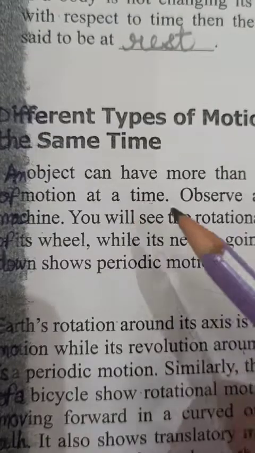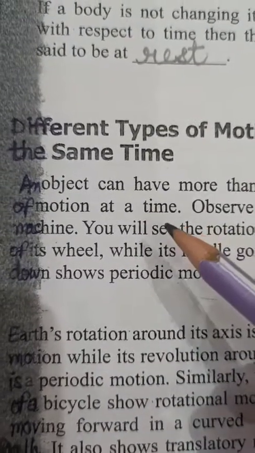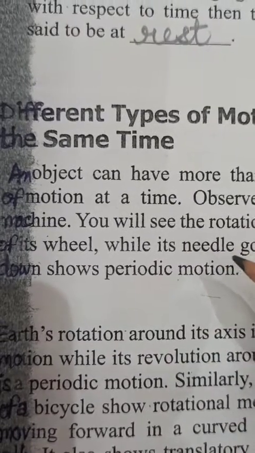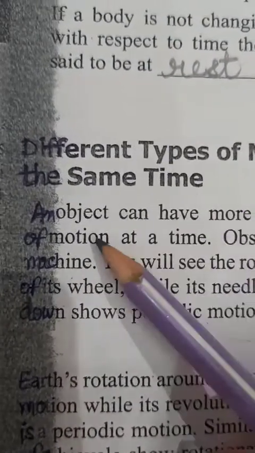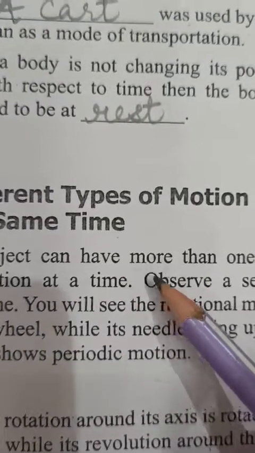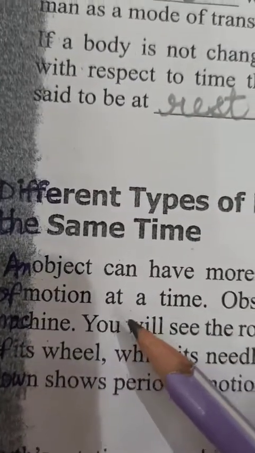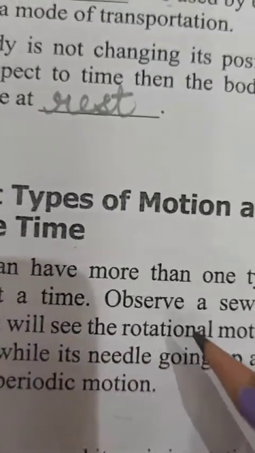So let's read where we can see kinds of motions which are more than one. Okay, so an object can have more than one type of motion at a time.